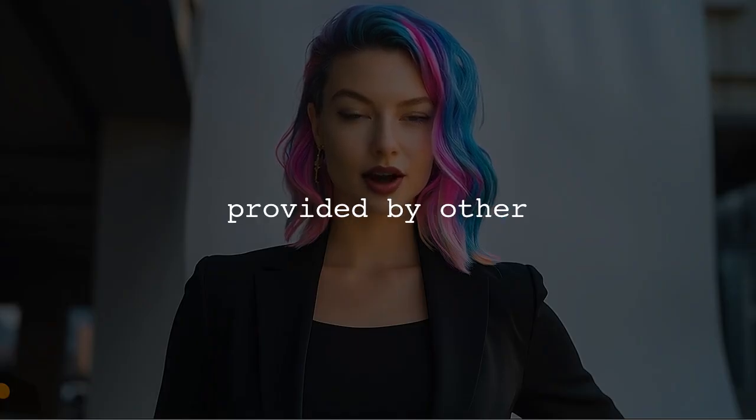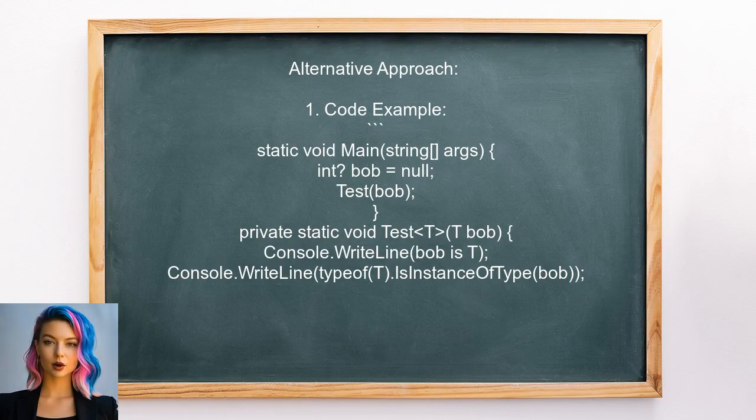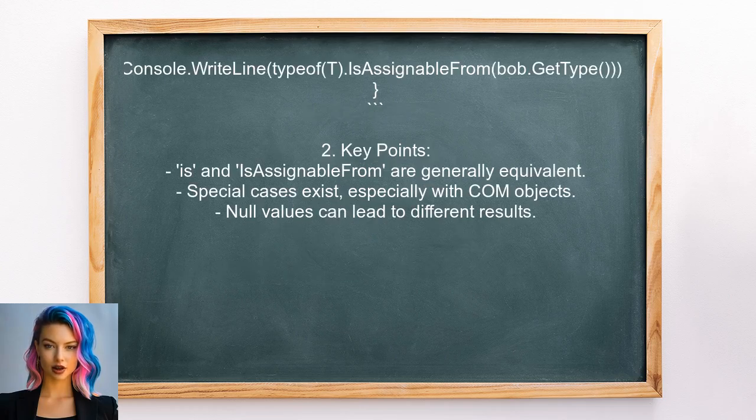Now let's look at the answers provided by other users. In this alternative approach, the user provides a code example demonstrating the differences between using is and IsAssignableFrom. They highlight that both methods are generally equivalent, except in specific cases like when dealing with COM objects. They also note that when the value is null, the behavior can differ slightly.